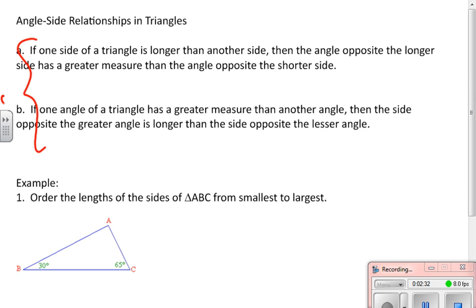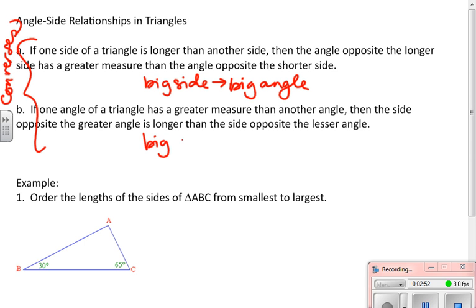These two are really converses of each other, and I think it boils down to this. So this one: big side points at the big angle. Little side, little angle. Part B is just a reverse. If you have a big angle, it points at the big side. So what this allows us to do is match up or order angles greater to lesser, lesser to greater, and sides from least to greatest, greatest to least.